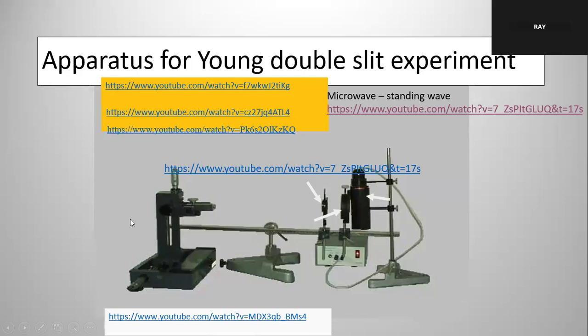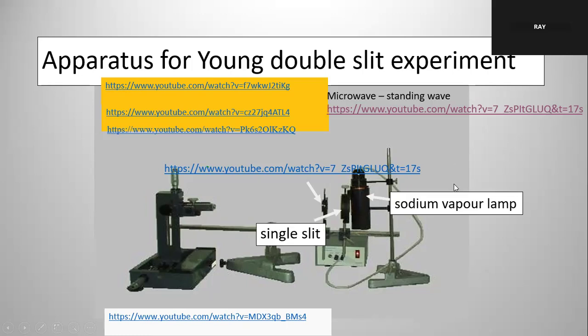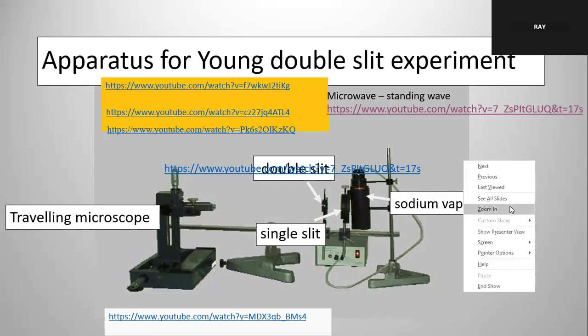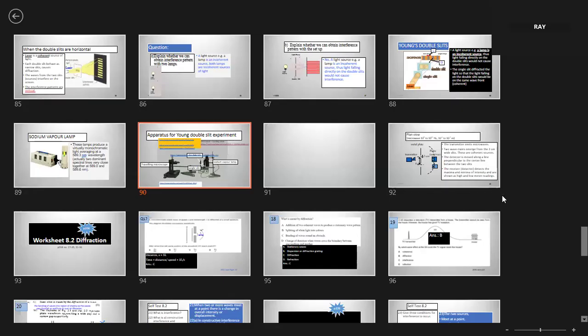There's your setup. It's a traveling microscope. It can move vertically, can move horizontally. There's your sodium vapor lamp, your single slit, your double slit, and your traveling microscope. Okay, we have completed this part. Let us try some questions.